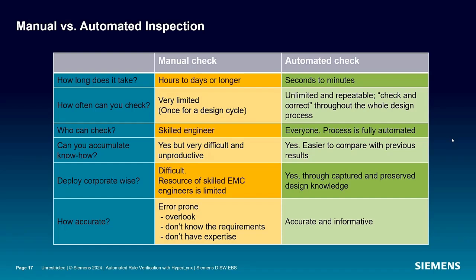In previous slides, I've discussed the challenges of manual inspection, and here I summarize the benefit of using the automated checks. It depends on the rules, but usually the automated checking takes seconds to minutes by anyone. Your board is checked against the rules, and the violation report will be generated. It's very easy to compare between before and after, which helps you to accumulate knowledge.